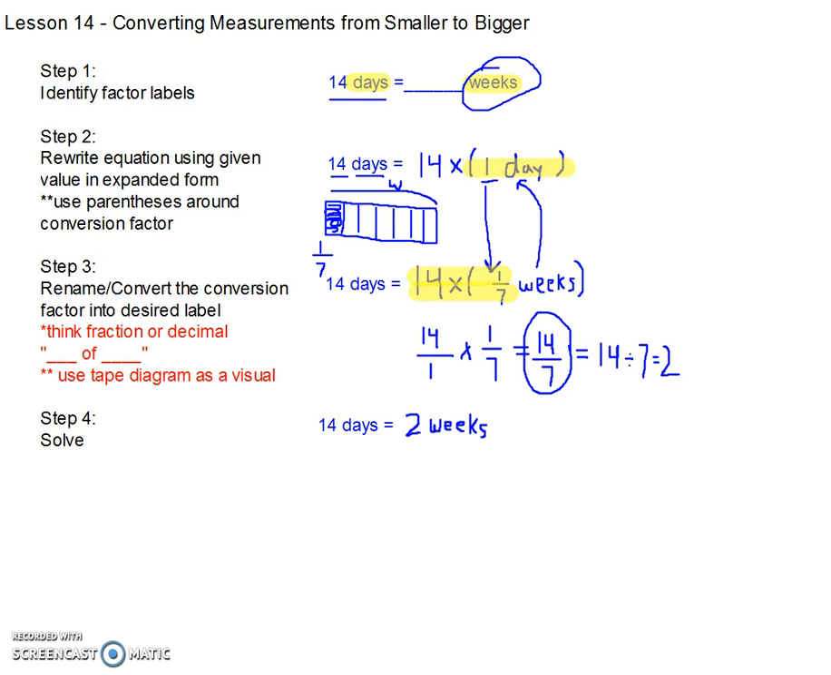All right, let's try that with another problem. We're going to use the problem 24 feet equals blank yards. Step 1 is identify the factor labels. We have feet and we want to turn it into yards.